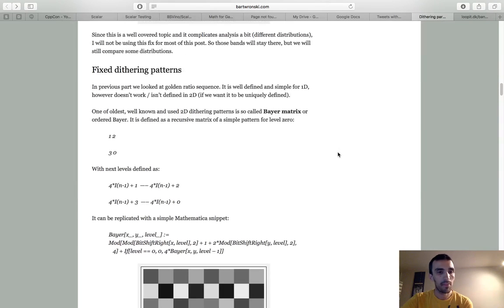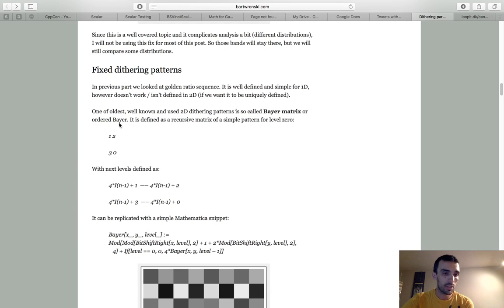Okay, fixed dithering patterns. Now we're getting to the Bayer matrix. In the previous part, we looked at the golden ratio sequence. It's well defined, but it's not uniquely defined in 2D. One of the oldest well-known and used 2D dithering patterns is the Bayer matrix, or ordered Bayer. It is defined as a recursive matrix of a sample pattern for level 0.